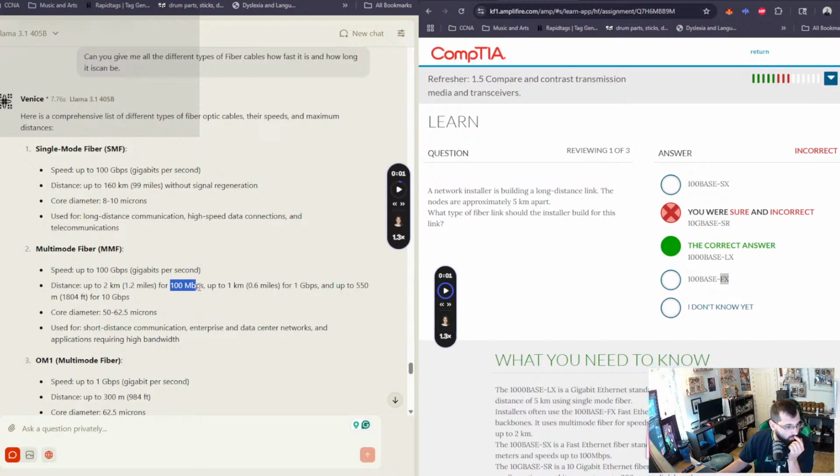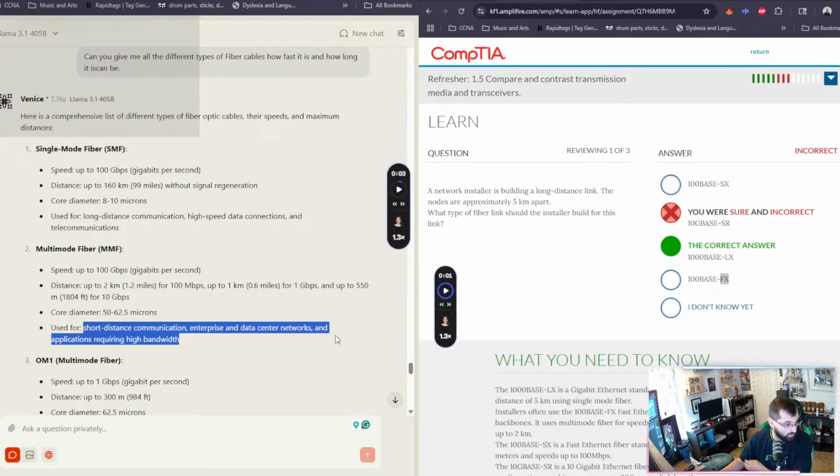Oh. 2 kilometers? That's slow. 100 megs? That's slow. 1 kilometer for 1 gig, and then 500 meters for 10 gig. Wow. So multi-mode is not good at all. It's used for short distances, communications, enterprise and data center networks, and applications requiring high bandwidth. So because it's multi-mode, it's dealing with a lot of bandwidth, a lot of things going into stuff. Okay.